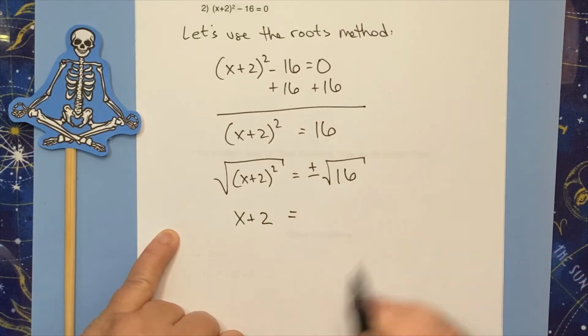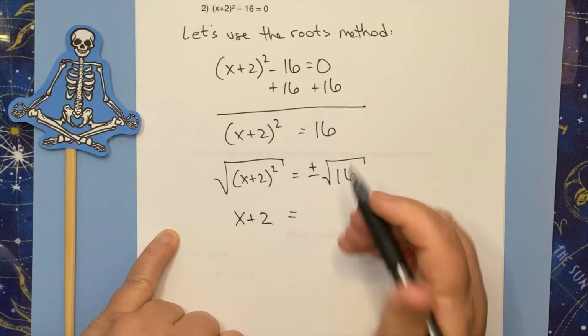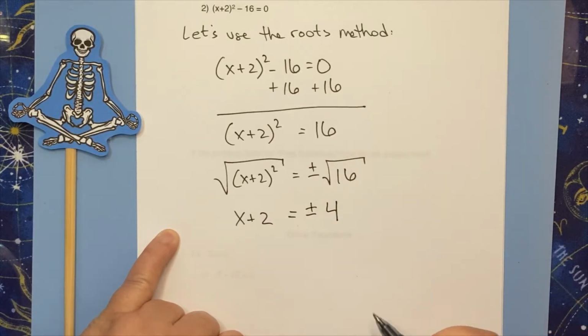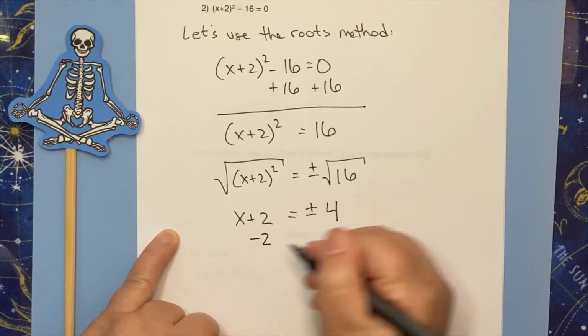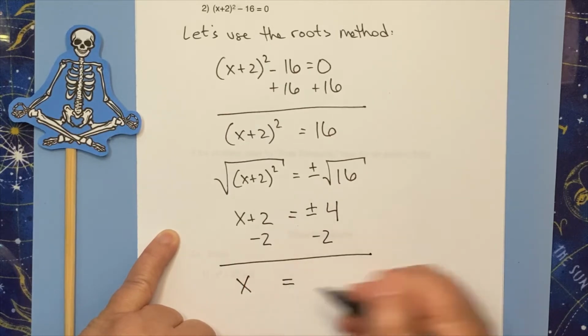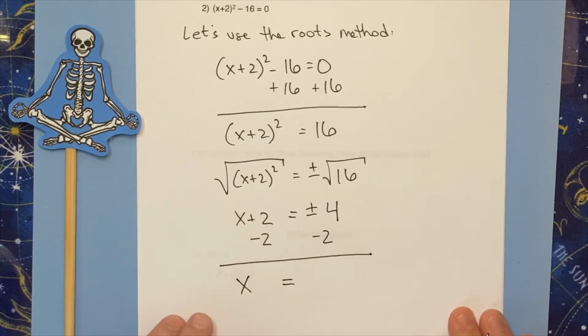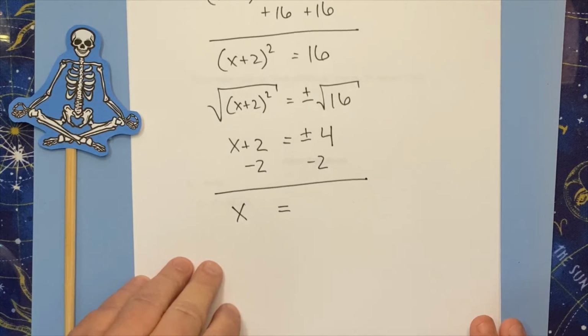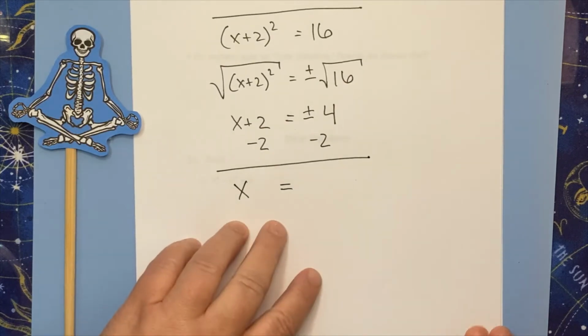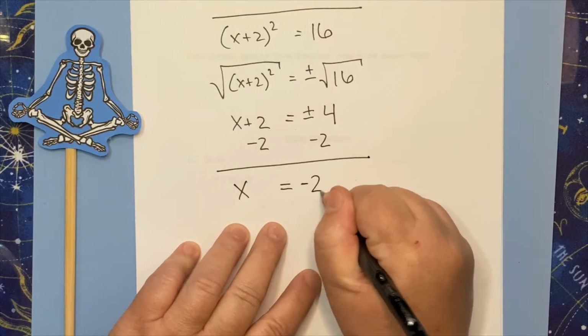Plus or minus radical 16, plus or minus, what's the square root of 16? 4. Okay, so I've got x plus 2. I need to isolate x. And here's where we get to, hopefully this is very familiar, it looks a little bit like the quadratic formula. And the way I would recommend it is you organize it like this.